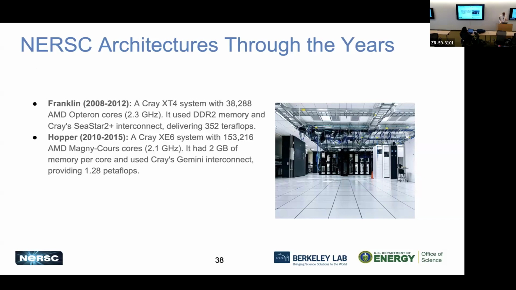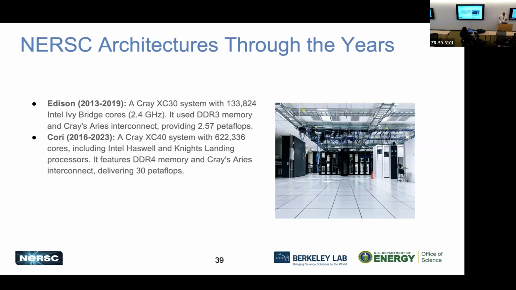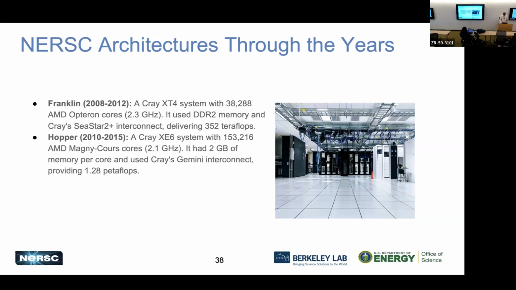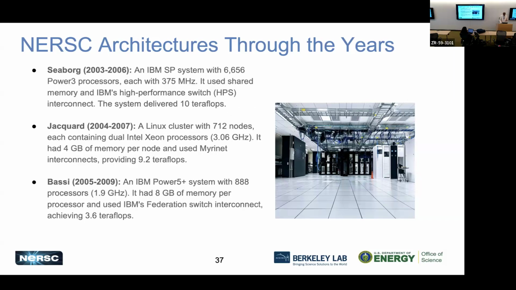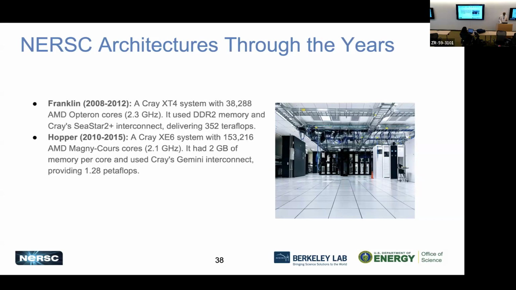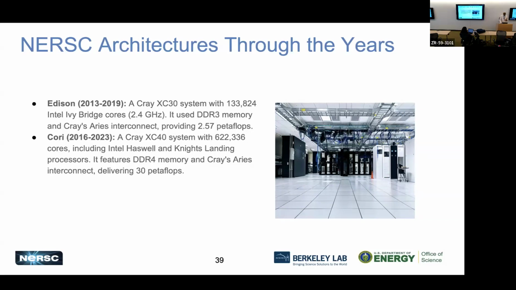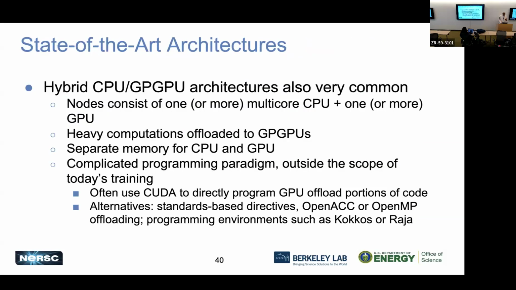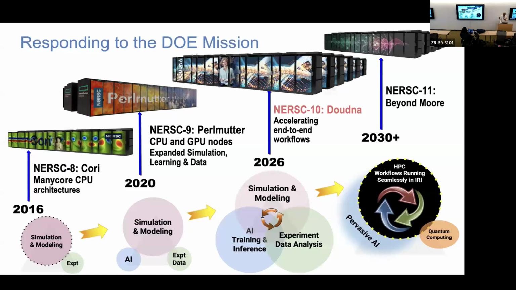So NERSC architectures have steadily evolved, and you'll notice that we've transitioned from IBM and different types of systems to Cray systems. Our current system is also a Cray as well. We've had Edison and Cori as well. So most architectures, again, are hybrid CPU, GPU architectures, again, to keep up on time. So now we are accelerating our scientific systems.